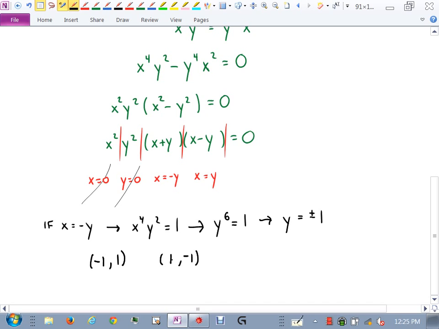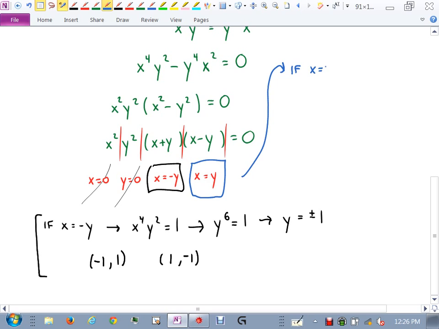Do you see that? Now, to get the other 2, we have to look at the other condition, since we just did this one. What if x and y are the same? If x equals y, then x to the fourth y squared equals 1 turns into, again, y to the 6th is 1, which means y is plus or minus 1. So we get the same result at the end, don't we? But it's the relationship on x and y that's different, so our 2 points will change.